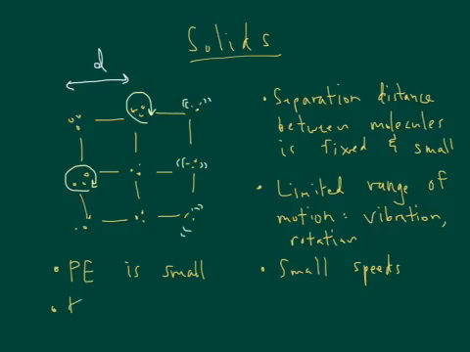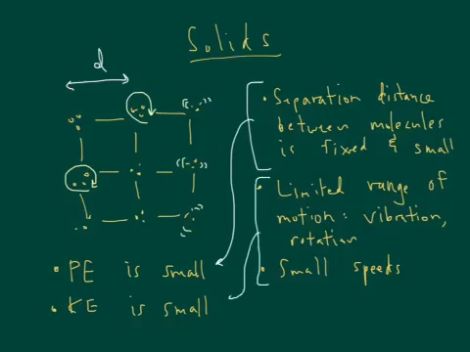Now, the kinetic energy is also small. And the reason for this is because there's limited range of motion, so there's not a lot of different ways that this thing can have kinetic energy, and the molecules have small speeds. So we've written some things down here, and it's important to understand that this bullet is responsible for the small potential energy of our molecules in a solid. These two bullets are responsible for the small KE, kinetic energy, of the molecules in our solid.